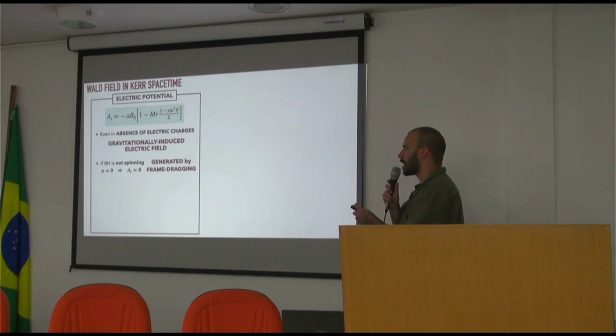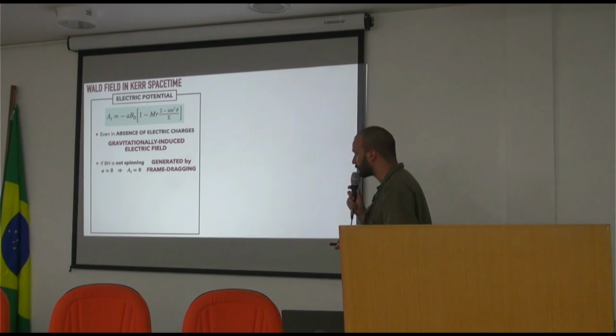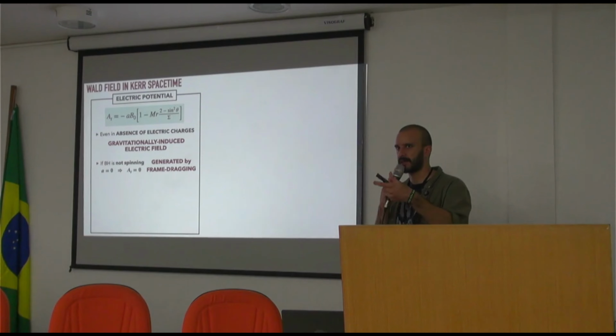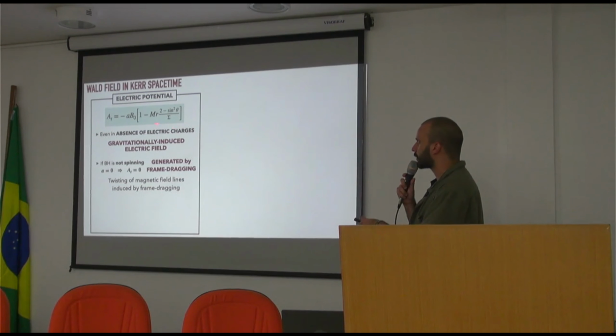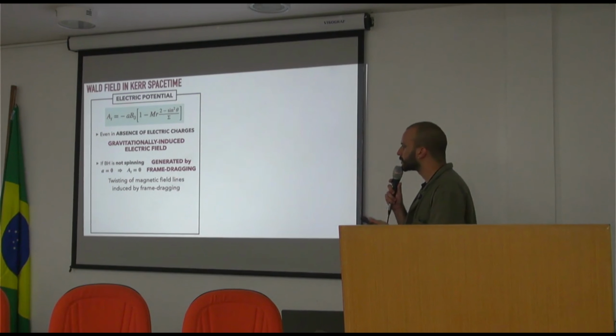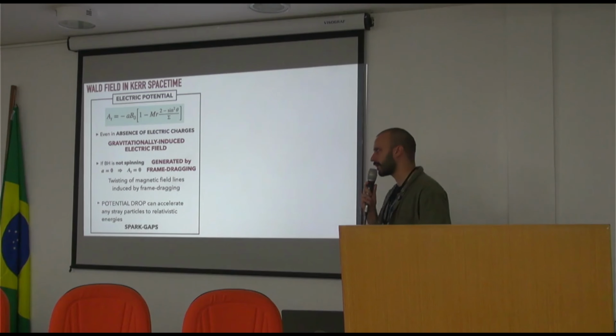So why would a spinning black hole generate an electric field? Well, the reason is in the Maxwell's equations that I showed you before. The frame dragging effect is actually responsible for polarizing the space-time and for polarizing magnetic fields in such a way that they become electric fields. So in a sense, we can think about this electric potential as being generated by the twisting of the magnetic field lines, which is induced by the frame dragging effect.